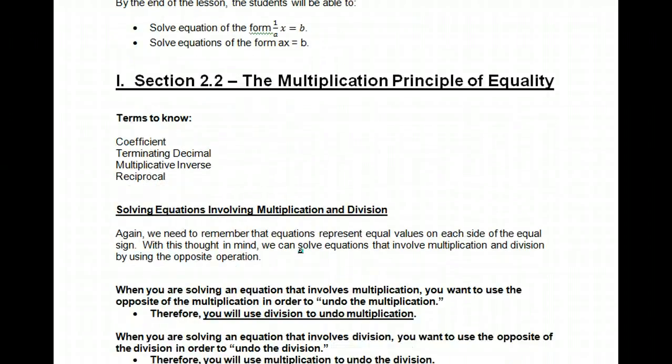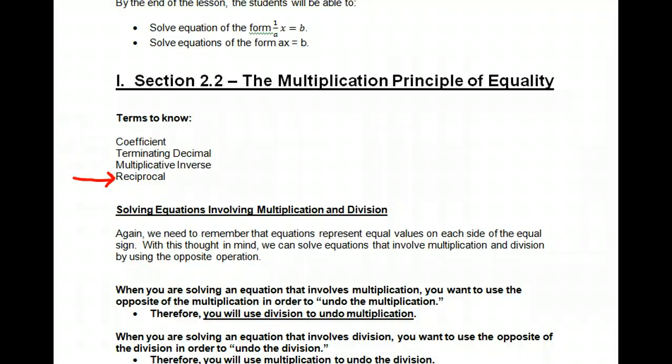Now, I added one vocabulary word to this list that is not on the notes that you have, and that is the vocabulary word reciprocal. Please add that to your list and make sure that you are familiar with that term and that you do know what that word means, because it is a word that you need to be able to use and understand the meaning of.